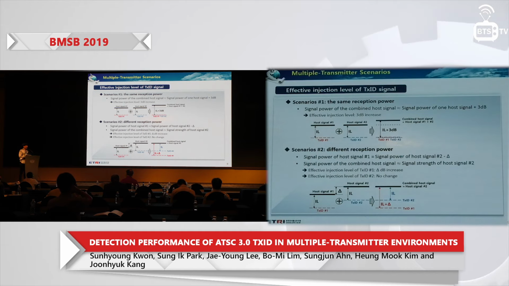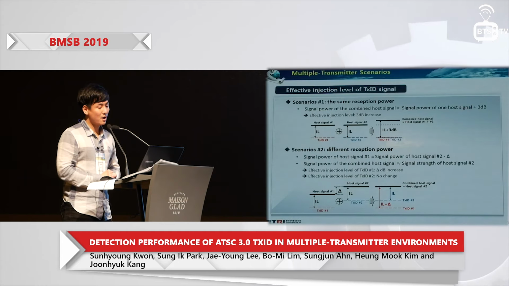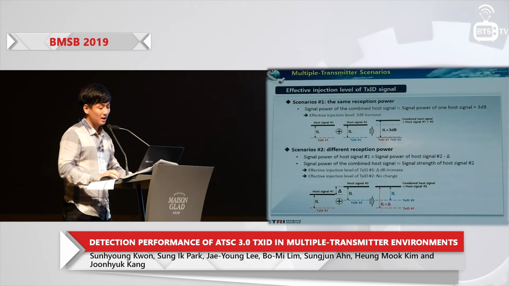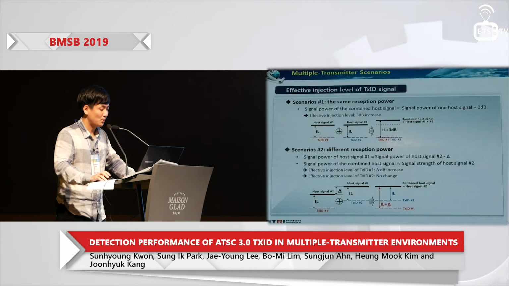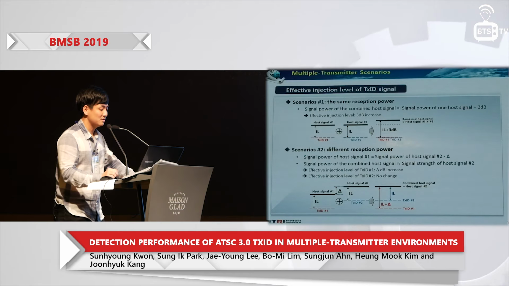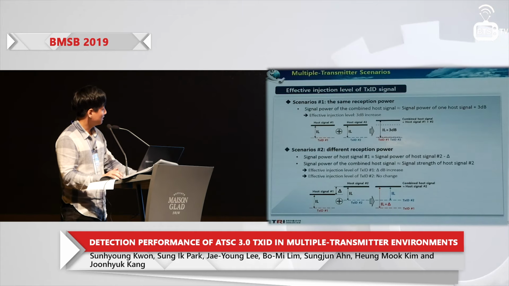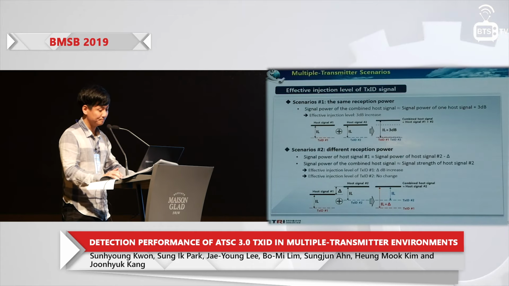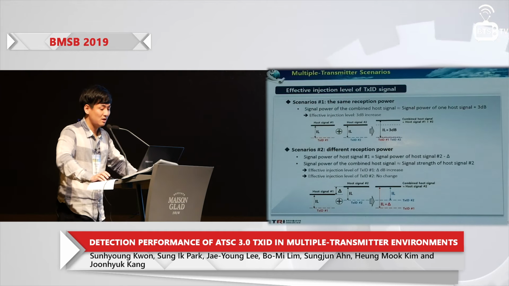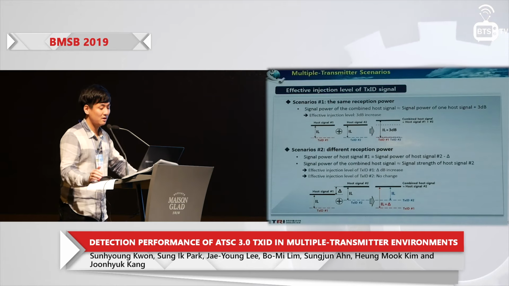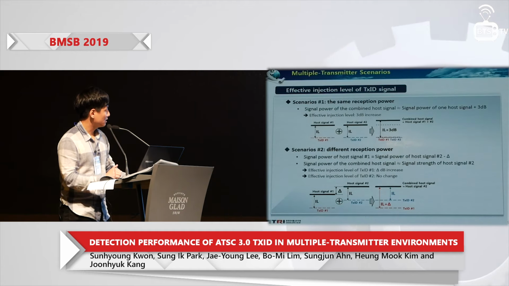But on the other hand, in the second scenario, let's consider that the two reception signal powers are different. In this case, of course, the TxID signal corresponding to the transmitter with dominant signal power can easily be detected, which is TxID number 2, the blue one. However, it's not that easy to detect the TxID of a transmitter having a lower signal power, here TxID number 1, colored in red.